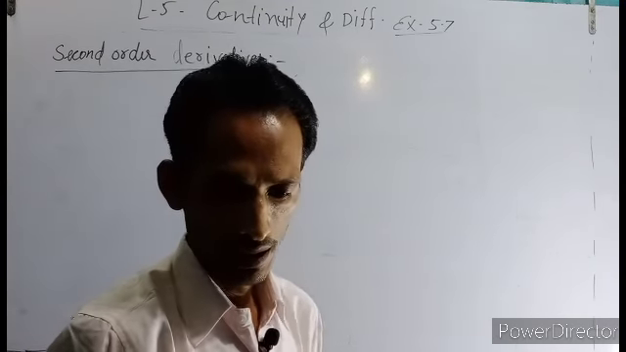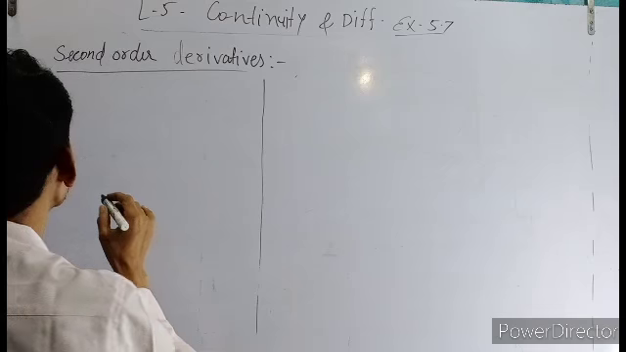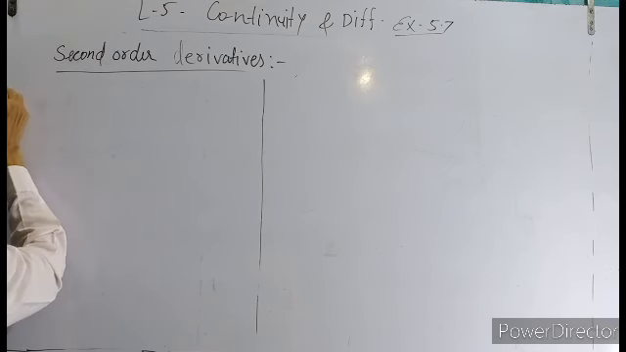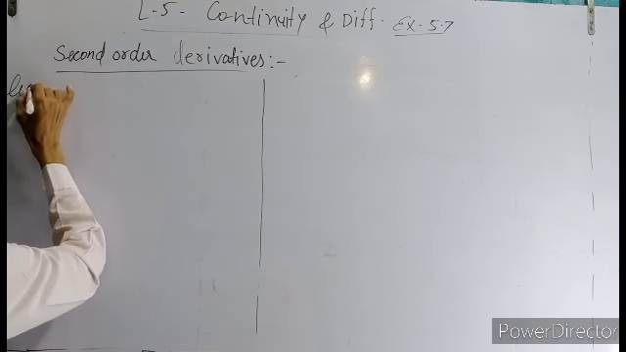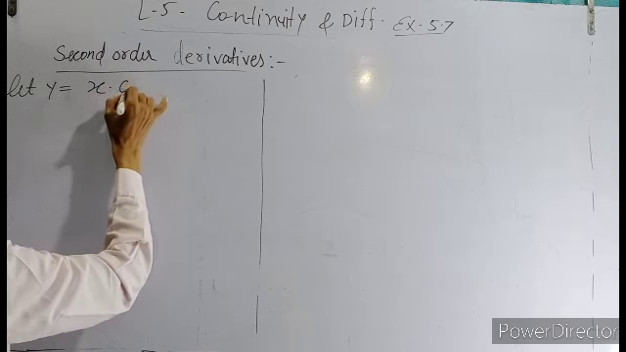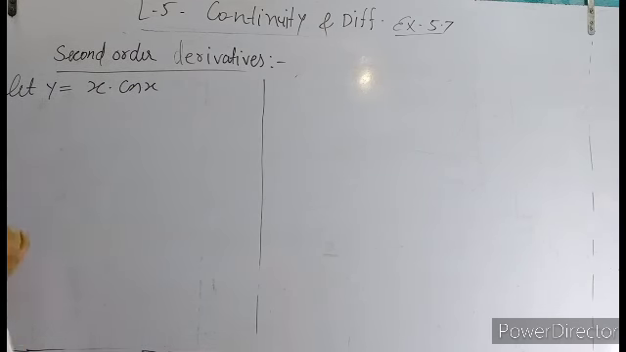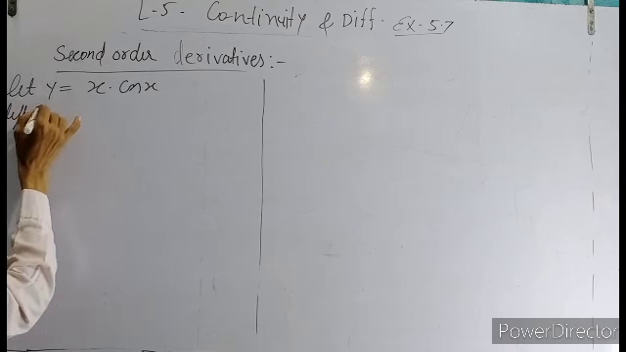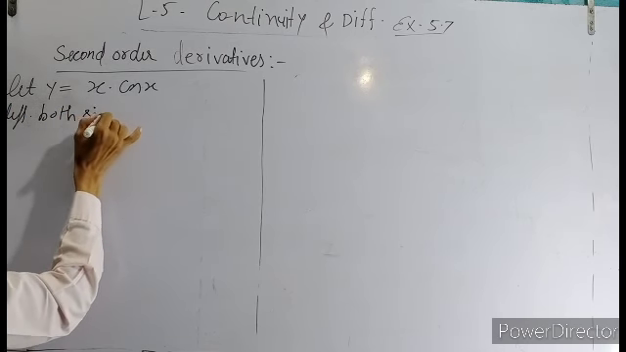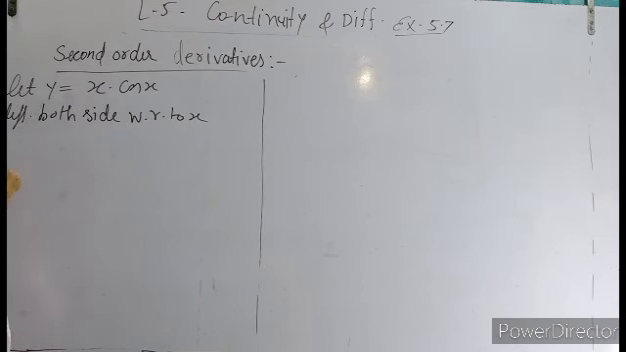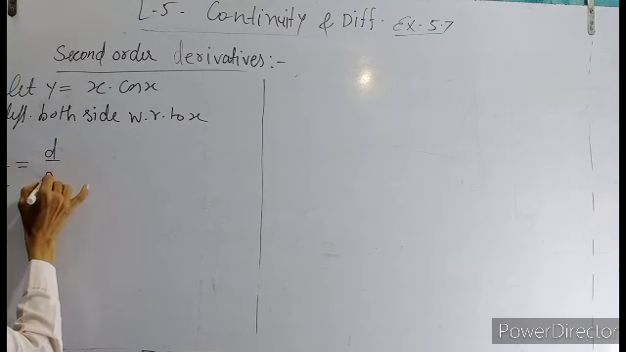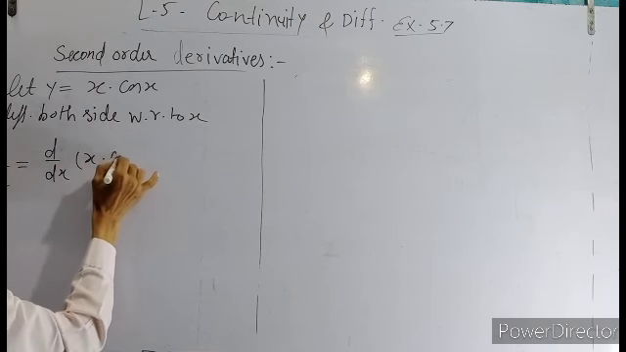Second question is the x cos x. So third question is x into cos x. So let y equal to x dot cos x. So differentiate both sides with respect to x. So differentiation of y, dy by dx equal to d/dx of x dot cos x, x into cos x.